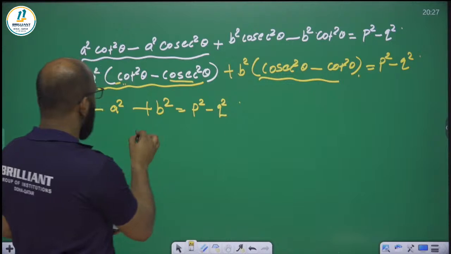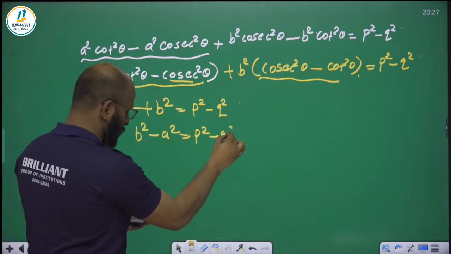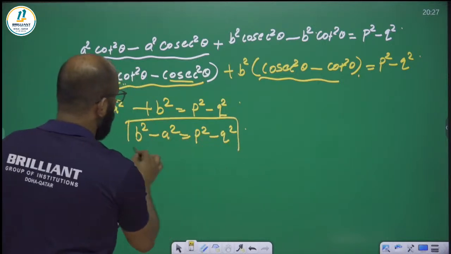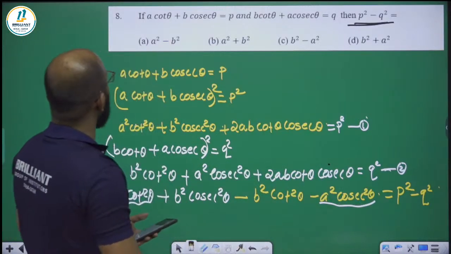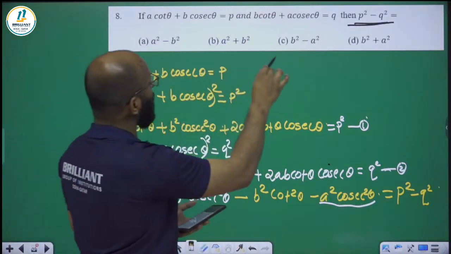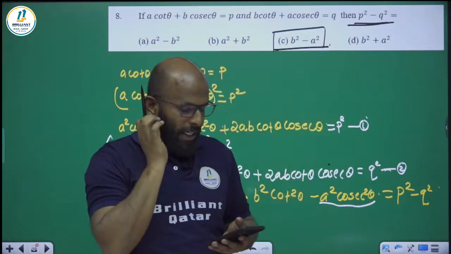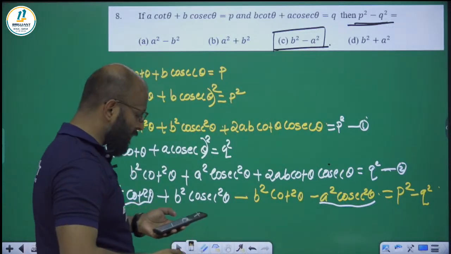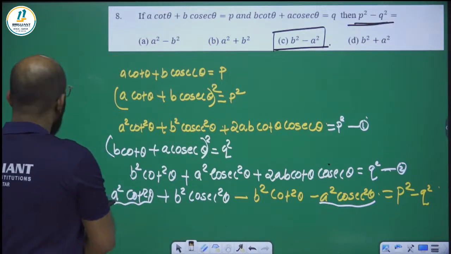So we can rearrange this one. B square minus A square is equal to P square minus Q square. Now this is our answer. We can check which option that is. When you look at the options, A square minus B square, A square plus B square, yes, option C, B square minus A square is the answer. Mridul correct, Anya correct, Harvi correct, Rachana Sabu, Karthik, yes, correct answers.